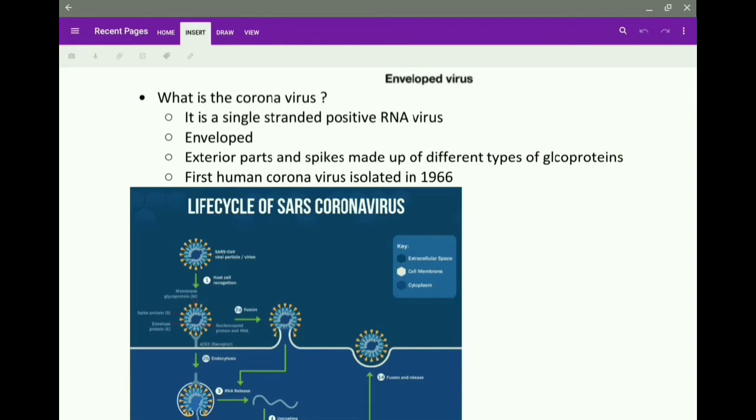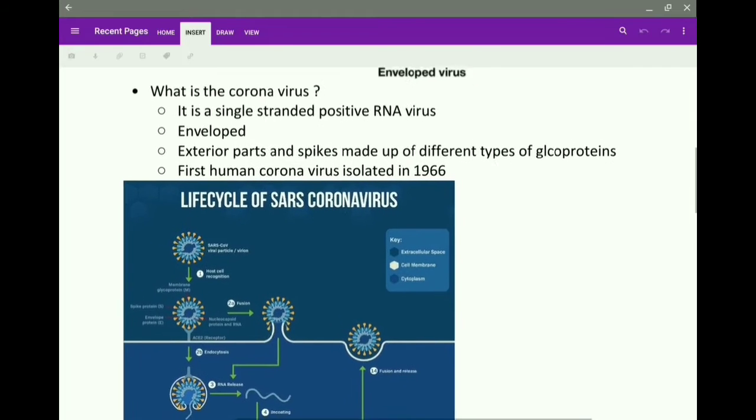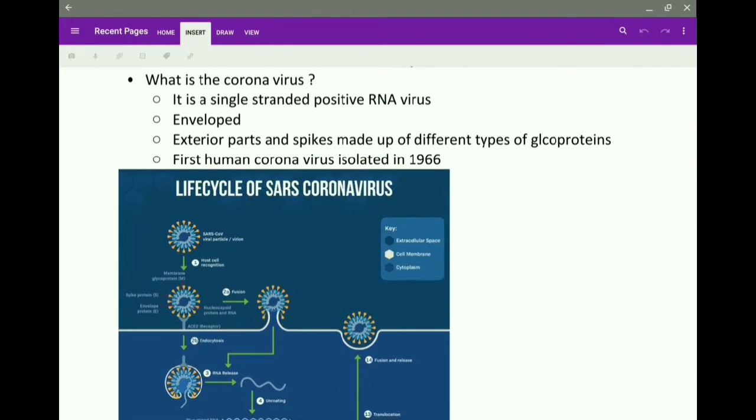In order for most living things like humans to make proteins, you have to go from DNA to mRNA, and then we can get the proteins. But because it's a positive RNA virus, it skips that middle part and goes straight to making proteins. It is an envelope virus, as I said. It has that envelope around it, which is made up of glycoproteins. The exterior parts, or spikes, are made up of different types of glycoproteins.